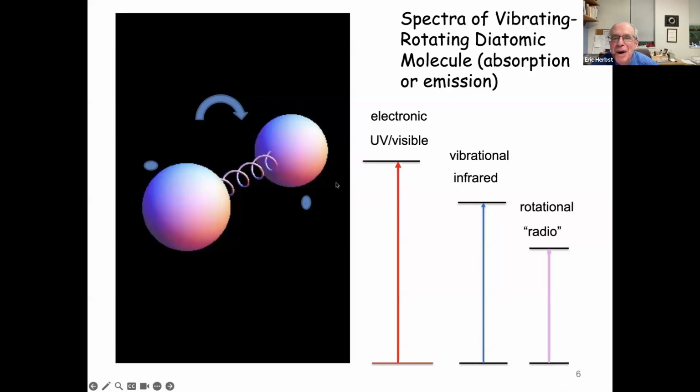Now, each of these motions, electronic, vibrational, rotational, gives off electromagnetic radiation. And the electromagnetic radiation is the radio, and then the infrared, and then the visible. So the radio has the lowest frequency. The infrared is in between, and the electronic in the UV visible is certainly the most powerful radiation, but the shortest wavelength. Just like the radio is the longest wavelength and the infrared is in the middle.